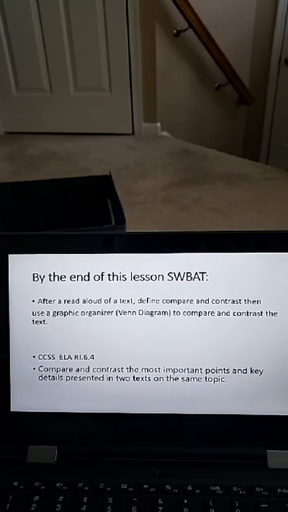Students, by the end of this lesson, students will be able to, after a read aloud of a text, define compare and contrast, then use a graphic organizer, which is called the Venn Diagram, to compare and contrast the text. This lesson is connected with the Common Core State Standard ELA RI 6.4, which states: compare and contrast the most important points and key details presented in two texts on the same topic.